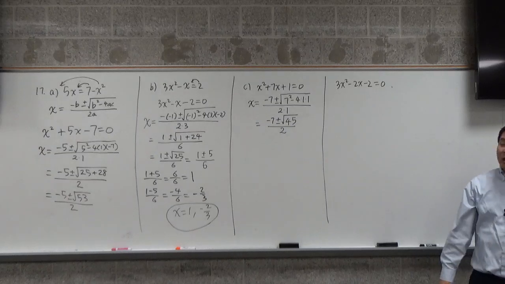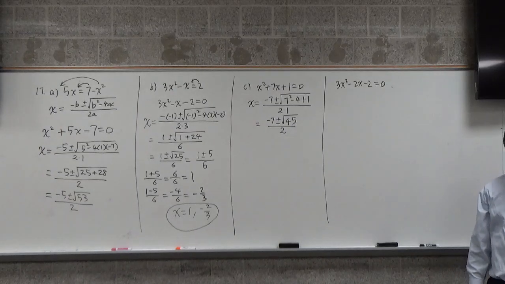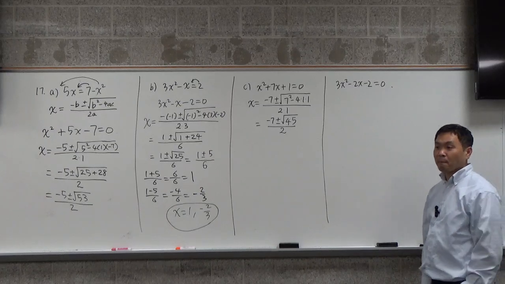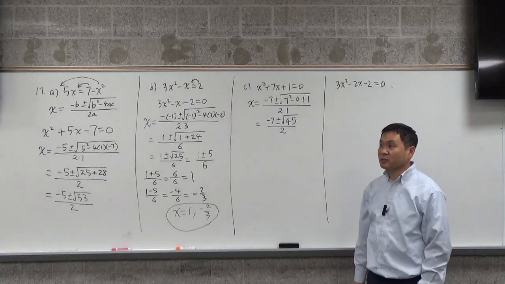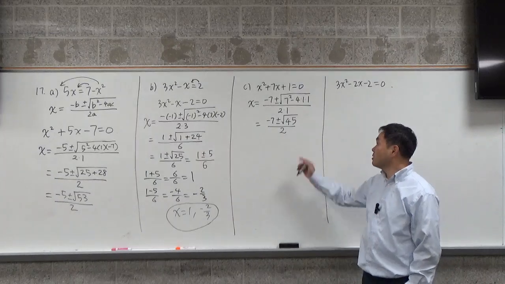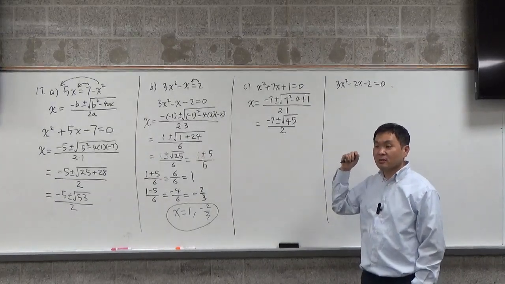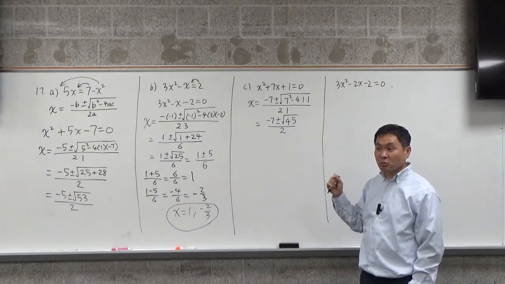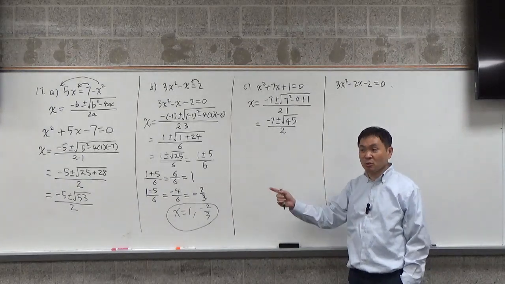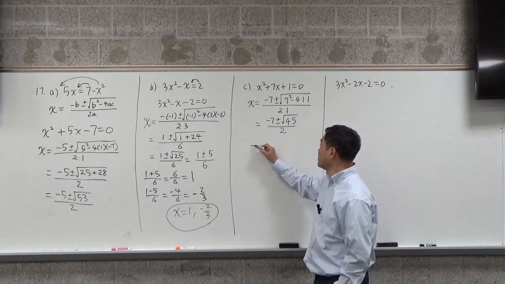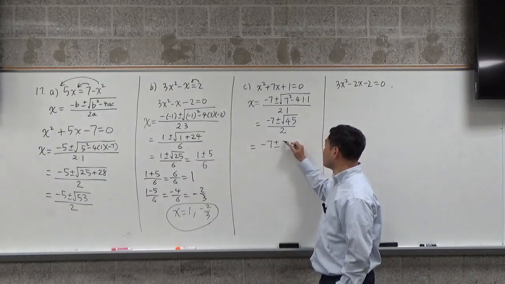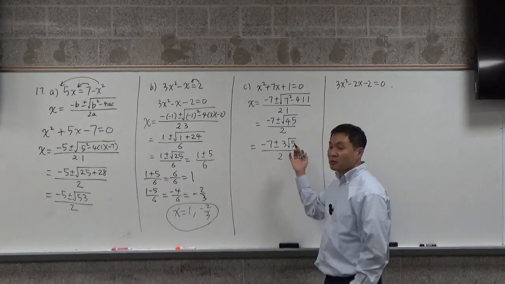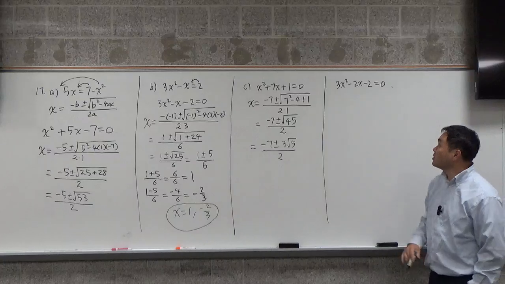Now, if you write this as your answer, you wouldn't be getting full credit. You'll get 1 point off. Why is that? Why don't you get full credit? 45 is 9 times 5, and 9 is a square number. It's a square factor. So 9 comes outside the square root as what? 3. So the correct answer should be 3 times the square root of 5 over 2. And now you can't simplify anymore.